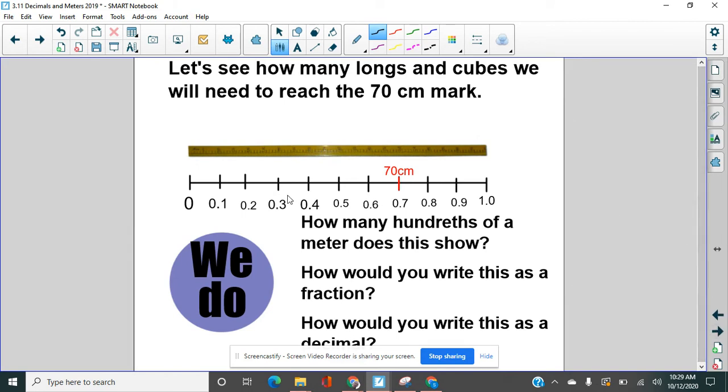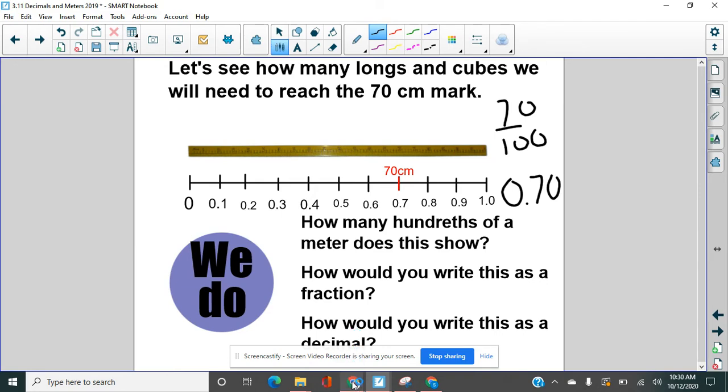Well, we would need seven longs, right? 10, 20, 30, 40, 50, 60, 70. So we're at 70 hundredths. We could write that as 7 tenths, right? Or 70 hundredths, right? They're worth the same amount. We could write it as 7 tenths, or we could put a zero there because it doesn't change the number.